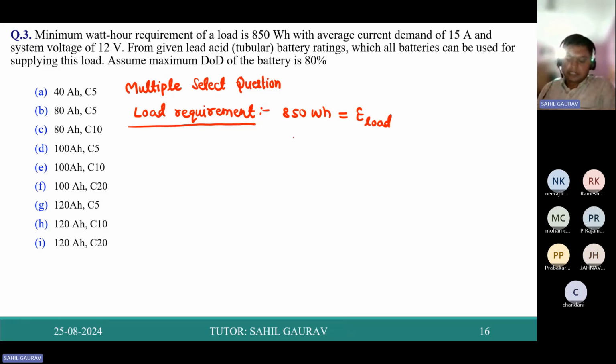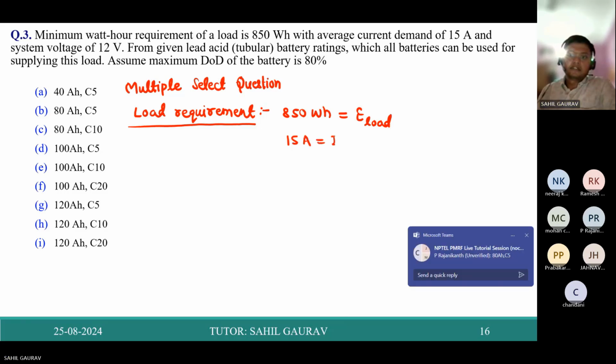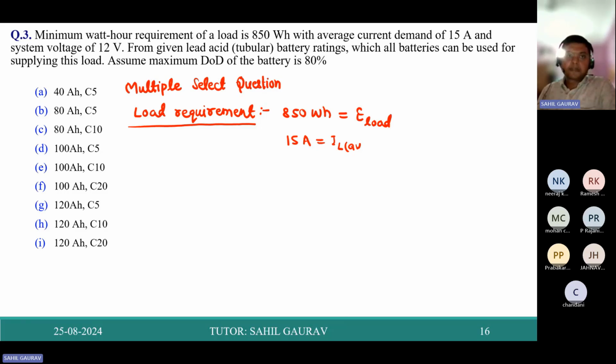And this is the average load current demand, I_L average. Rajnikant said 18 ampere hour C5. So it is not correct. Again, verify. There is more than one option correct. So these are the battery requirements.